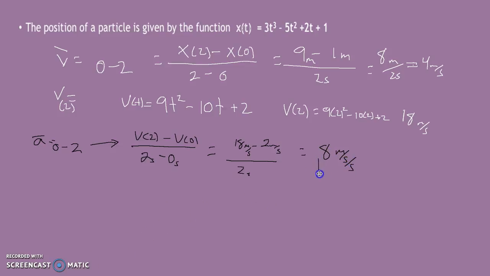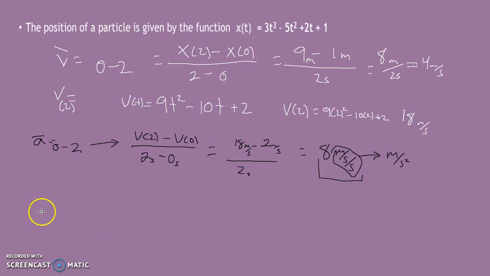The way we interpret this is that during these 2 seconds, the velocity was increasing by 8 meters per second every second. So if at 0 seconds it was stopped, then at 1 second it would be 8, then at 2 seconds it would be 16, so the velocity is increasing quickly. We can express this unit in another way: meters per second per second can also be written as meters per second squared.